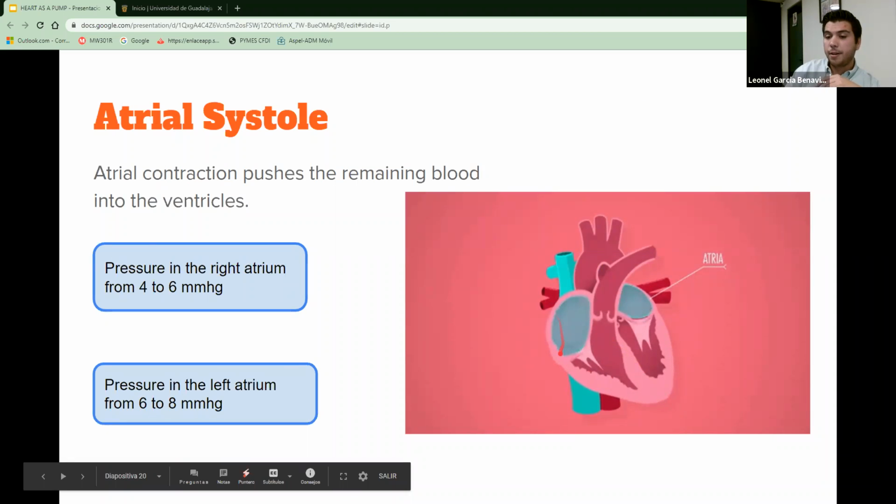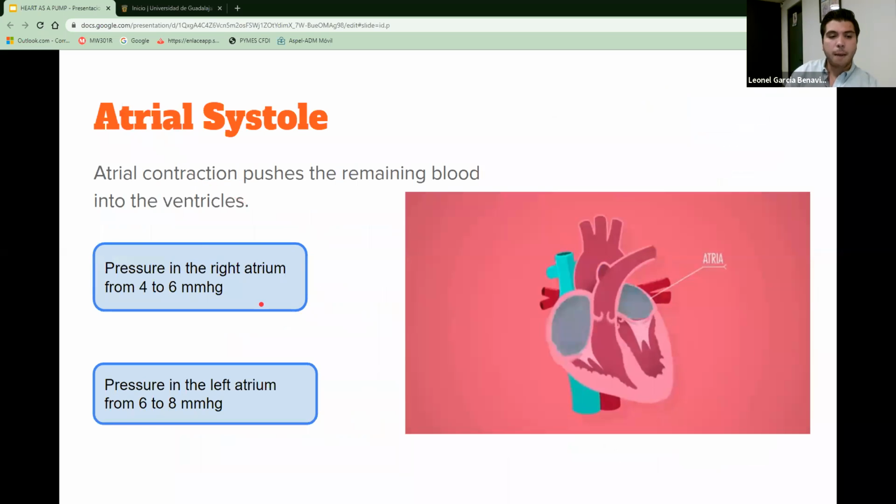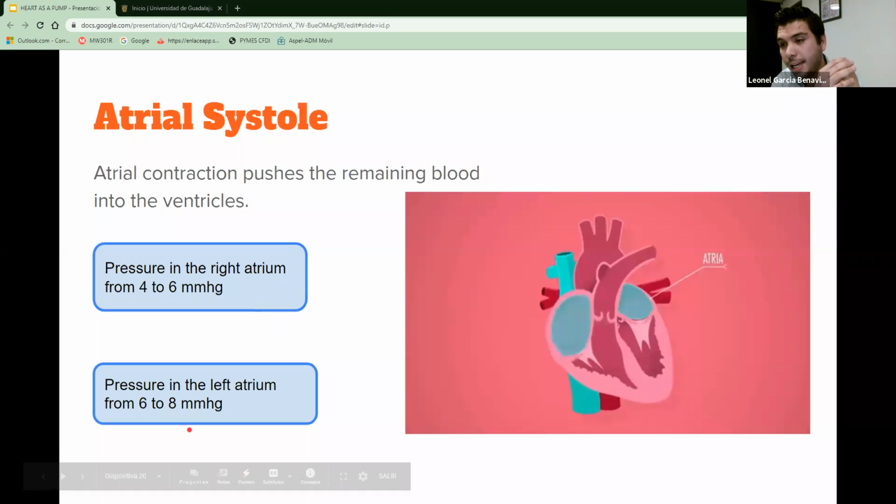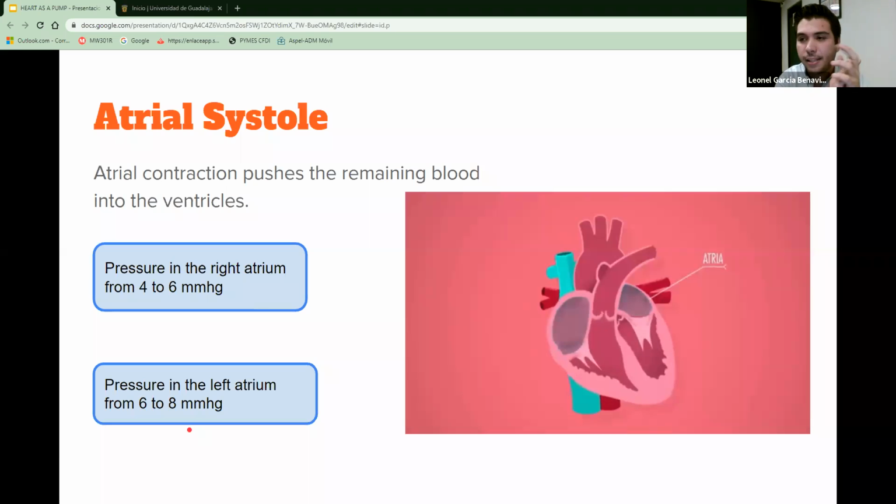So here, the AV valves are still open. What's going to happen? The only thing that's going to happen is that the pressure, thanks to contraction, in the right atrium is going to go from 4 to 6, and in the left atrium is going to go from 6 to 8. So as we said before, the pressures in the atriums are less than the pressures usually managed in the ventricles, because the ventricles have so much muscle that they can create higher pressures, because they have to push the blood into the body.